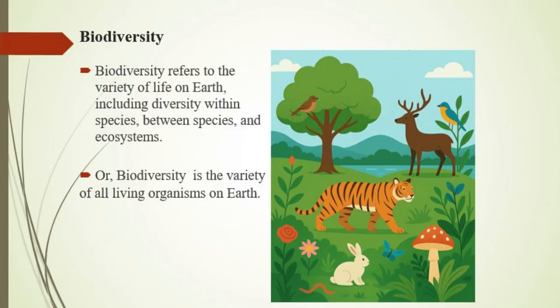It includes different kinds of plants, different kinds of animals, microorganisms such as bacteria and fungi, different ecosystems where they live. Example: in a forest you may find pine trees, oak trees, birds, insects, deer, soil microorganisms. The presence of many different living organisms makes that forest rich in biodiversity. Simple definition: biodiversity is the variety of all living organisms on Earth.